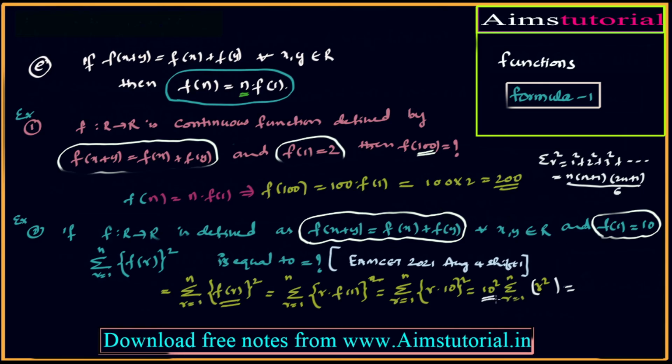So 10² is how much, 100. So 100 into the value of summation r², n(n+1)(2n+1) whole divided by 6. So 2 50s are, 2 3s are. So our final answer is 50/3 times n(n+1)(2n+1). Okay, 50 by 3 n into (n+1)(2n+1).